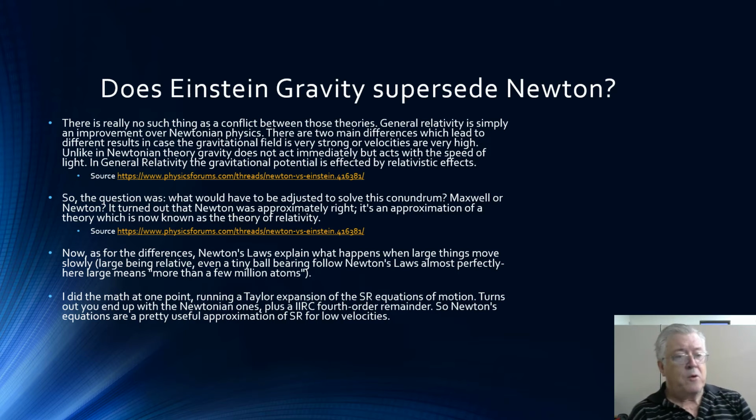So here's another quote. I think he's answering some question because he says, so the question was, what would have to be adjusted to solve this conundrum, Maxwell or Newton? Again, you can look up Maxwell. It turned out that Newton was approximately right. There's an approximation of a theory which is now known as the theory of relativity.